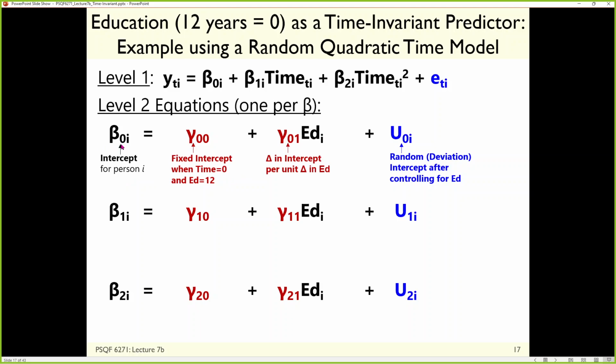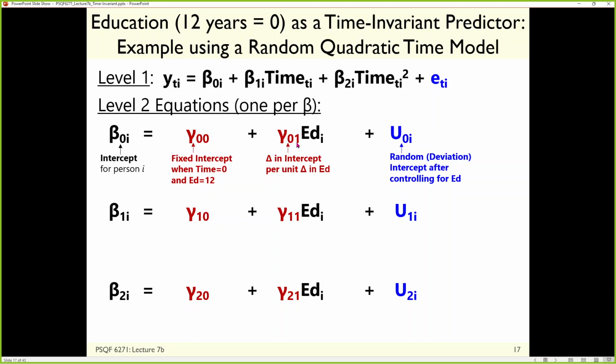Beta 0i is still how each person gets their own intercept. Now it's doubly conditional though. It is conditional on time 0 because of the level 1 model. It is conditional on education being 0 because of this. So now the fixed intercept is specific to both 0 values. And I know this looks complex, but this is not a different concept than you first learned in regression. The intercept is conditional on all predictors being 0. We've just added education and time.